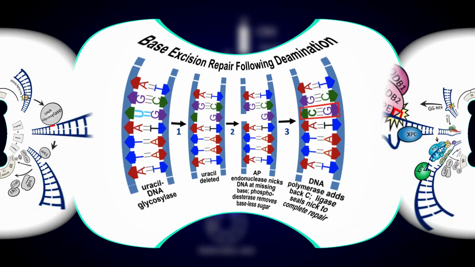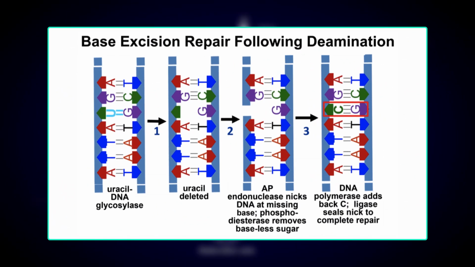Then AP endonuclease, that is apurinic or apyrimidinic site endonuclease, and phosphodiesterase remove the sugar phosphate. AP sites arise as a result of loss of a purine or a pyrimidine nitrogenous base. A gap of a single nucleotide develops in the DNA, which acts as a template primer for DNA polymerase to synthesize DNA and fill the gap, and DNA ligase joins the two ends.